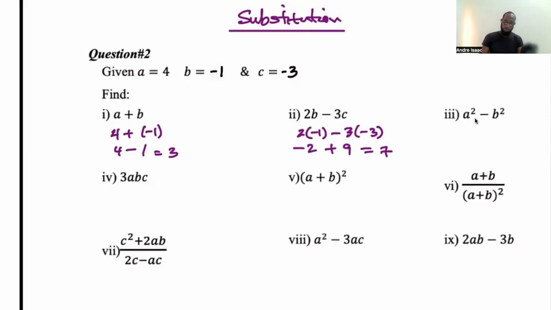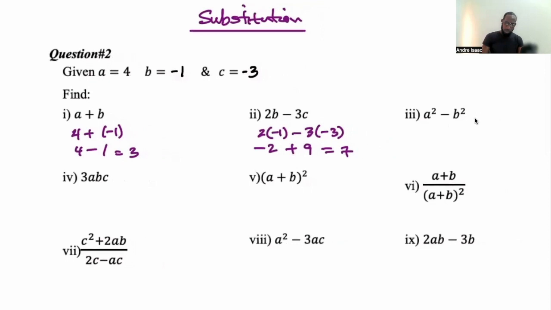Part 3, a squared. So a is equal to 4 squared minus b squared, -1 squared. 4 squared is 16 minus 1 squared is 1. The answer is 15. Now, don't say you're multiplying two same signs and you get positive. That'd be wrong. You have to work out the brackets first and then deal with simplifying afterwards. So that's why I said -1 squared is 1, and then say 16 minus 1 is 15.